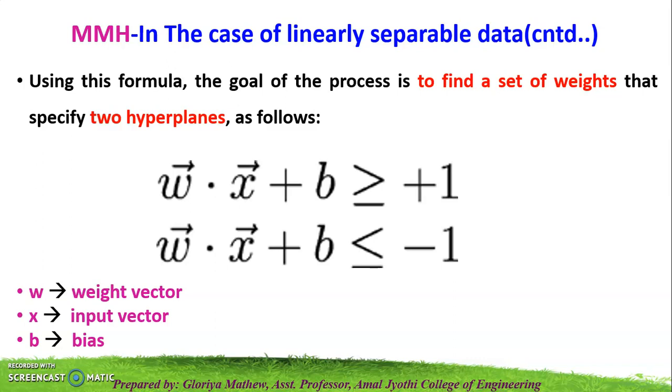Using this formula, the goal of the process is to find a set of weights that specify the two hyperplanes as follows: w dot x plus b greater than or equal to plus 1, and w dot x plus b less than or equal to minus 1. These two equations represent the two hyperplanes. Here w indicates the weight vector, x is the input vector, and b is the bias.